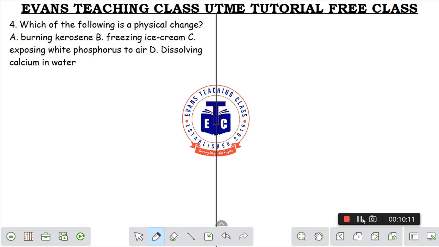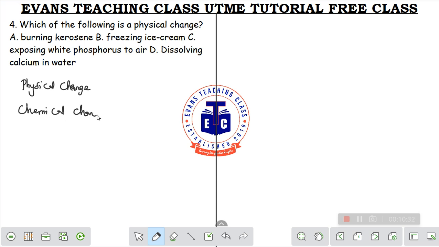Let's go to the fourth one. Now this is the fourth question. They say which of the following is a physical change? When they are talking of questions like this, we have two types of change. We have the physical change. These are things you have done in your GSS or secondary school. So physical change and chemical change. We say that physical changes are changes that are reversible.